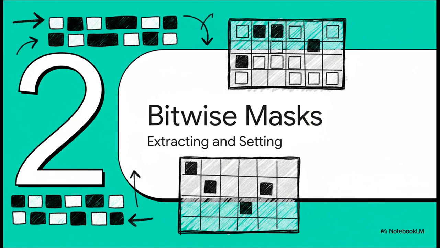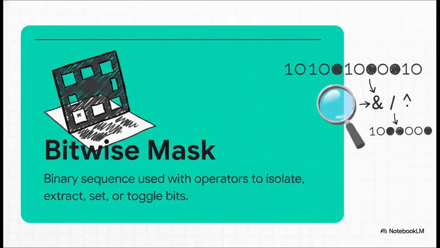Moving on to section 2, bitwise masks, extracting and setting. So what exactly is a bitwise mask? Well, think of it kind of like a physical stencil you place over a piece of paper. The stencil has holes cut out to let you see or paint certain areas while completely blocking out the rest. In computing, a mask is a binary sequence used alongside logical operators like AND, OR, and XOR to selectively isolate, extract, set, or toggle specific bit values in another binary sequence.